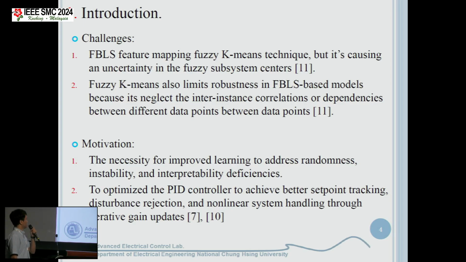Motivated by those challenges, in this study we are going to introduce an improvement, where we improve the learning capability of ABLS by replacing it with a polynomial fuzzy broad learning system. After that, we are going to utilize it to optimize the PID gain so it can have better set point tracking control, disturbance rejection, and also be better at handling nonlinear systems.